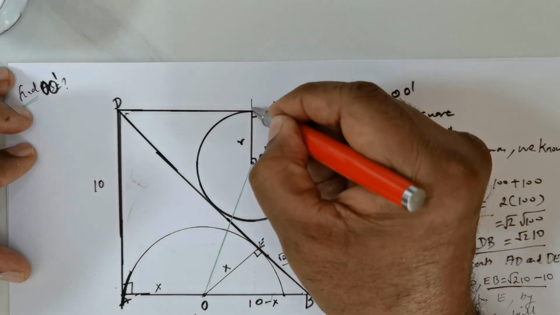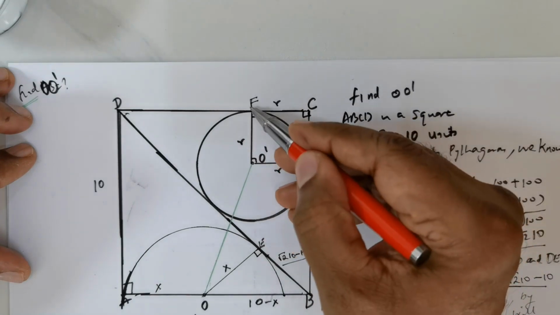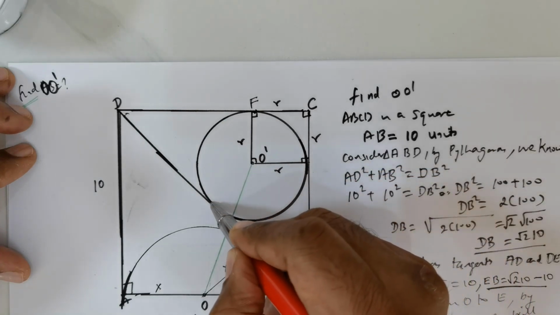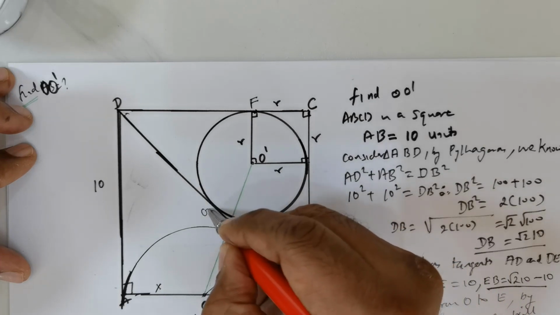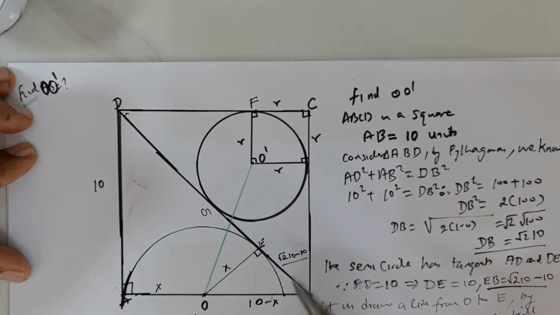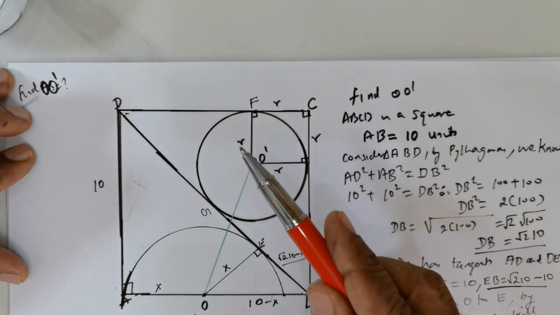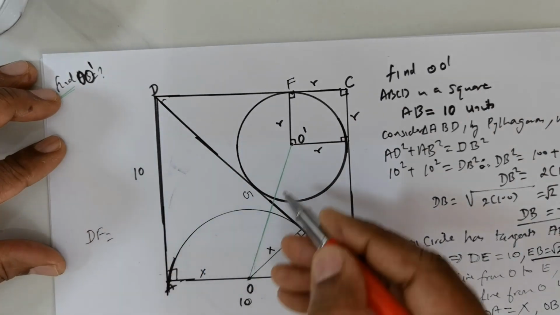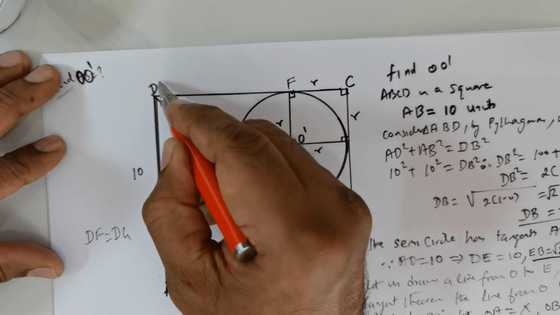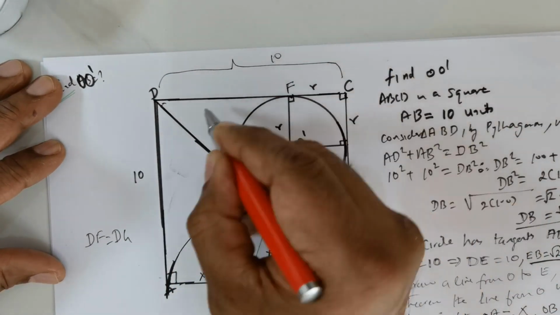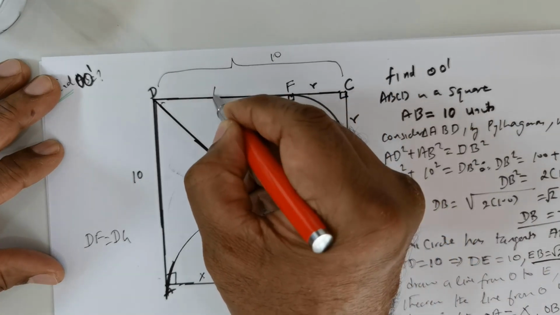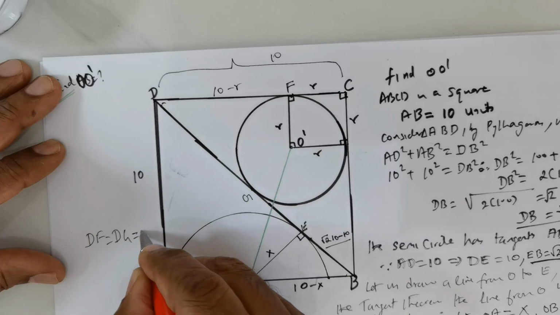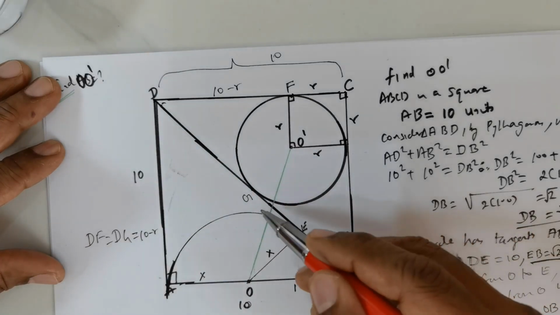Now let me take this point as some F. There is a point of tangency, some F, and let me take there is a point of tangency here to be some G. Okay, so according to the two tangent theorem, if tangents are drawn from an external point, then clearly DF will be equal to DG. Now this entire length is 10 units. From 10 units you take away R units, that would give me 10 minus R. If DF is 10 minus R, DG, which is a tangent here, that is also going to be 10 minus R.